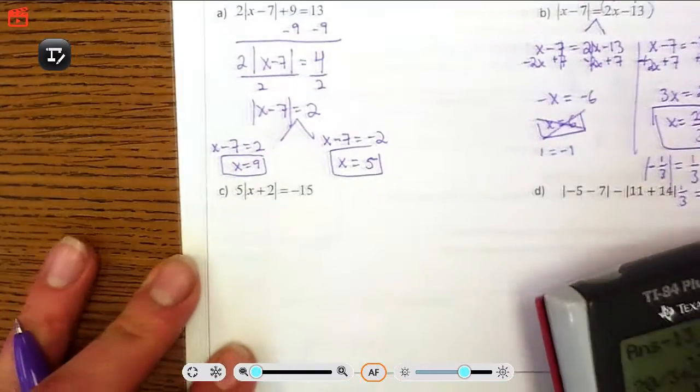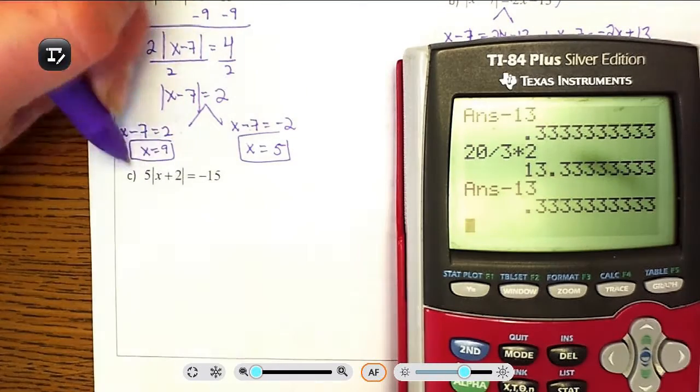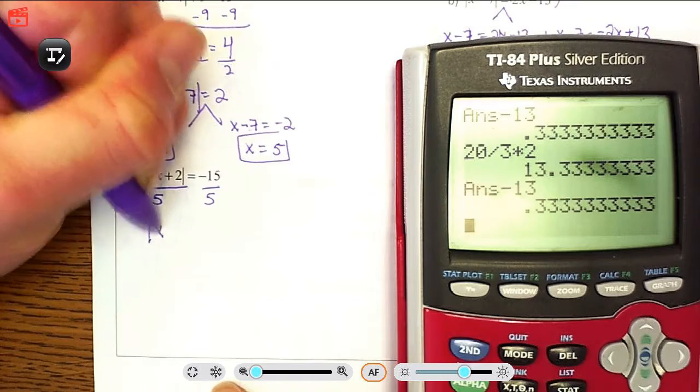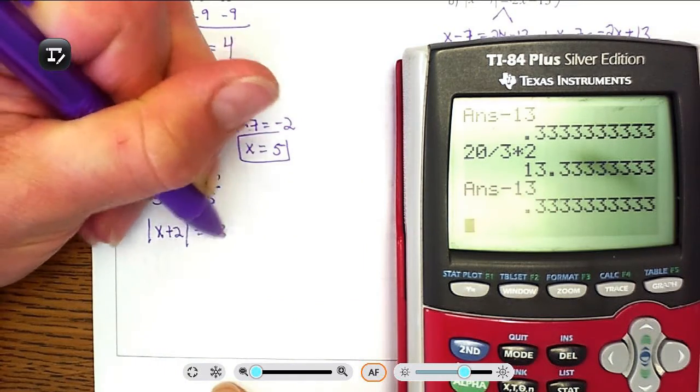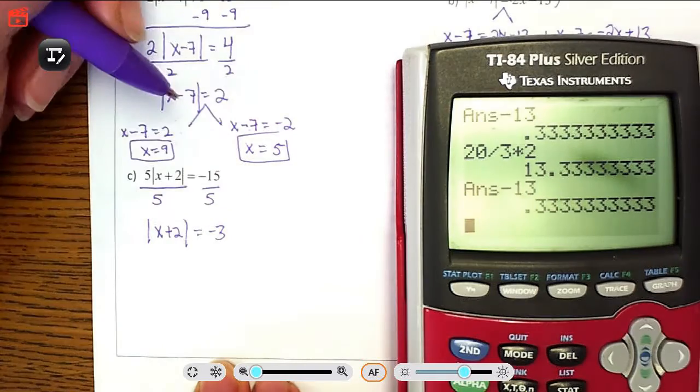All right, move on over to part C. Okay. First thing you have to do is isolate the absolute value symbol. So you want to divide by 5. Absolute value of x plus 2 equals negative 3. What do you notice about that? You have the absolute value equal to a negative.